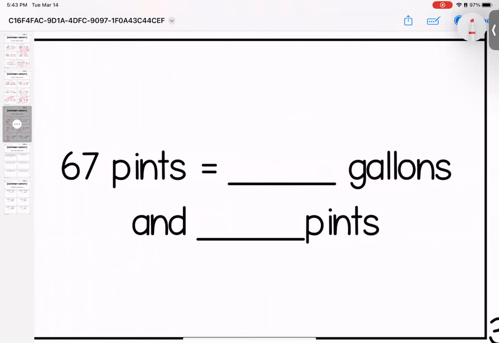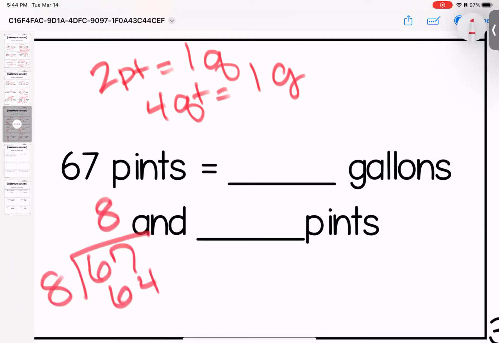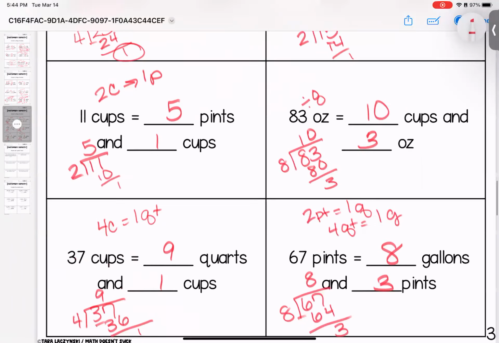Last one on this page, we're going pints to gallons, and we have a little bit of a two-step. So we have 2 pints is equal to 1 quart. 4 quarts is equal to 1 gallon. So that means that 8 pints is equal to 1 gallon. So we are going to divide 67 by 8. 8 times 8 is 64. 67 minus 64 is 3. We would have 8 gallons and 3 pints. Any questions? Bring them with you to class.